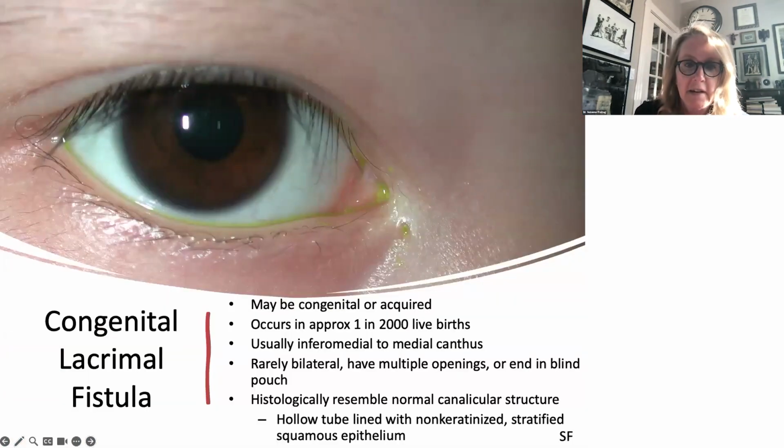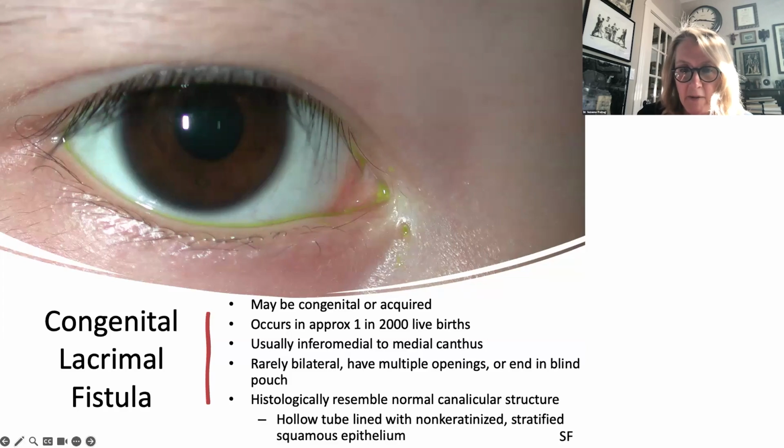Here's a nice picture of a congenital lacrimal fistula. You can see it inferior and medial to the medial commissure with a little drop of fluorescein. So this suggests that there is some connection with the lacrimal system. These occur in about 1 in 2,000 live births by report. In my own personal experience, I think it's probably more rare than that.